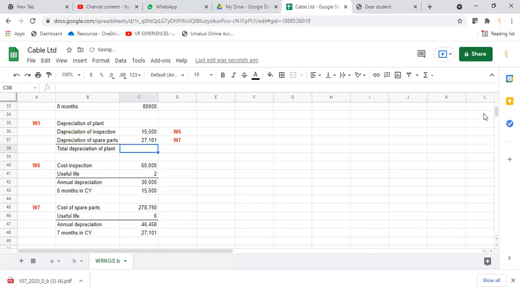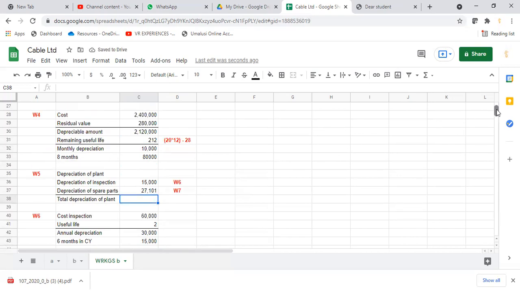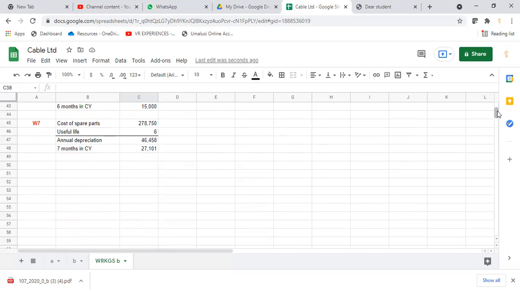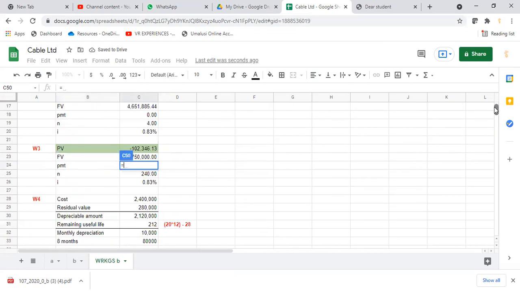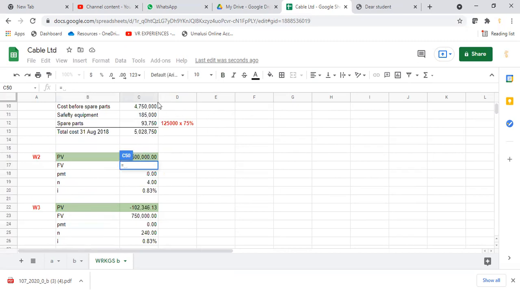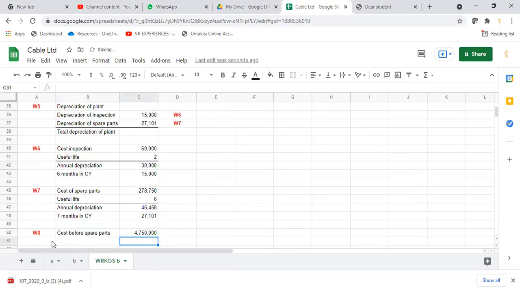So I want you for tomorrow to come with the calculation of the depreciation of the plant. And I'll give you a starting point. So working 8, the depreciation of a plant. The cost before spare parts, I calculated as 4750.